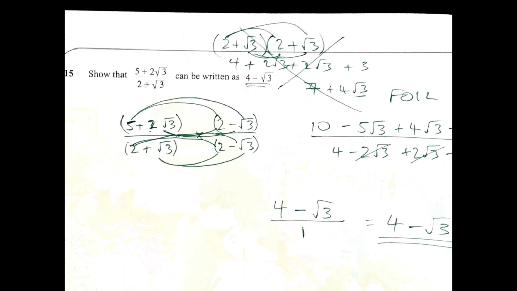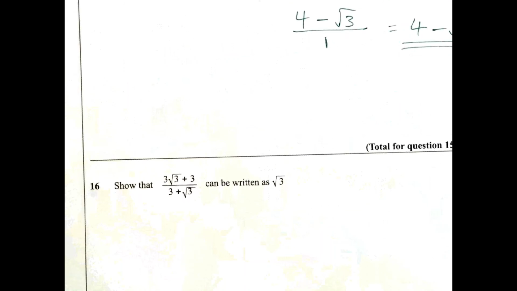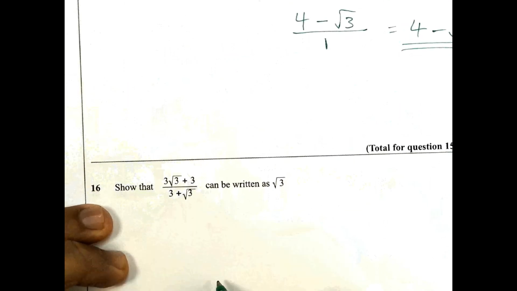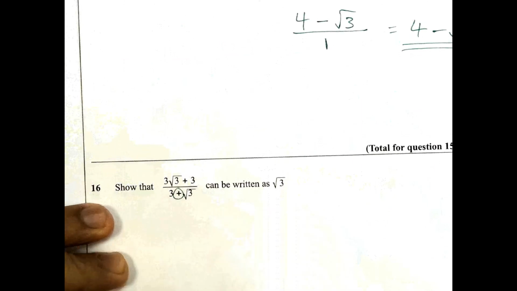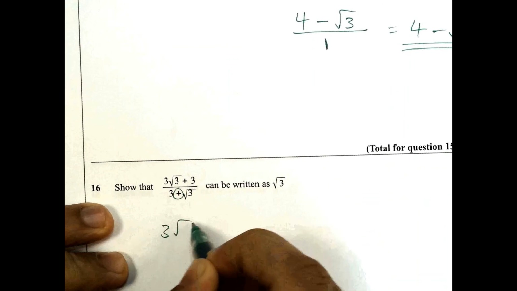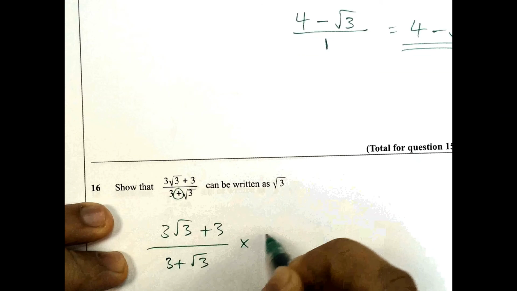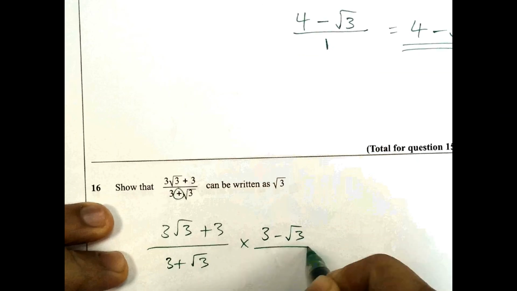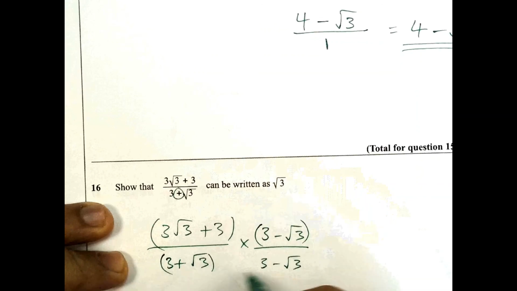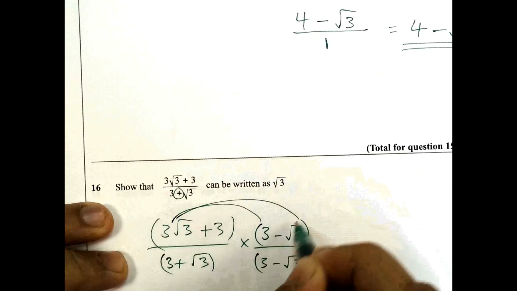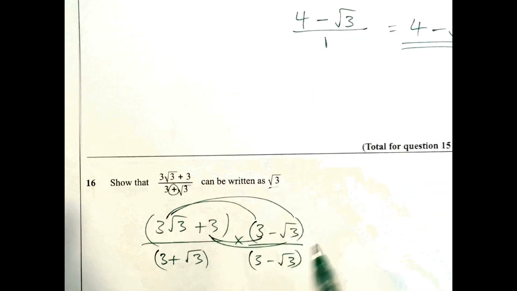See if you can have a go at the question below then. I'll remind you, the first step here is you're going to times it by something, and you're going to times it by the denominator, but you're going to change that sign. So you're going to basically do this over this times by that over itself. And when you expand these two brackets out, so do all of these multiplications, when you times all that out, you should end up simplifying to just root 3. Have a go at that.